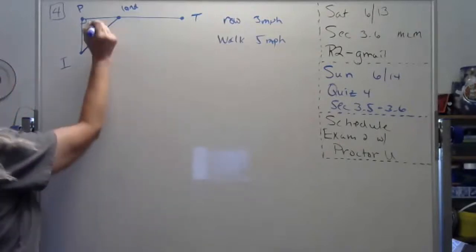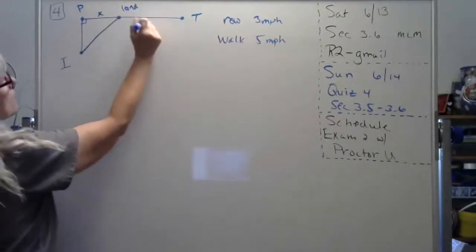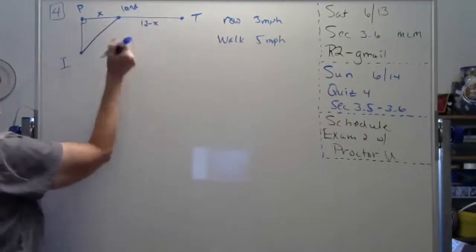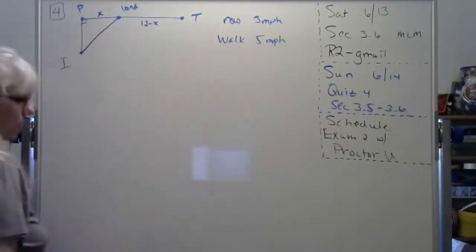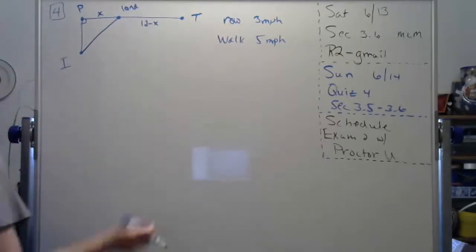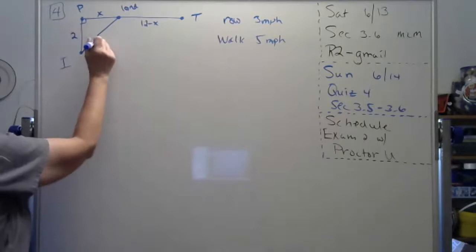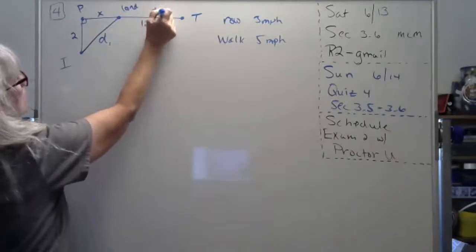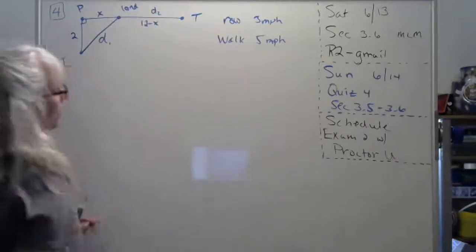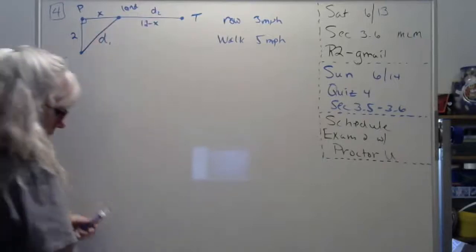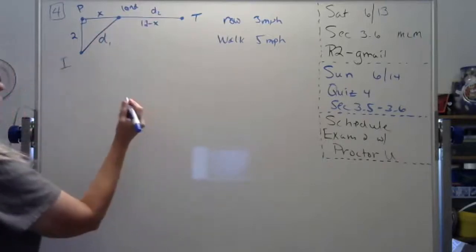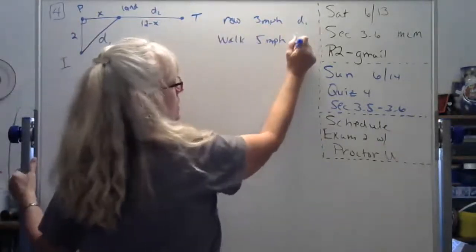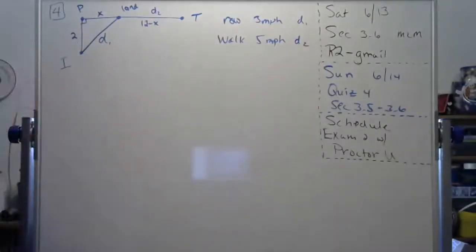Now what the picture shows is they're going to call this x, and this side of it is 12 minus x. So if this distance is x, the total distance is 12, and this side is 12 minus x. They've also labeled this 2 miles, and they call this D1, and they're calling this over here D2. D1 is the distance that you're rowing, and D2 is the distance that you're walking. So we're going to row 3 miles per hour and travel a D1 distance. This would be D2. Okay, that's all the background information.